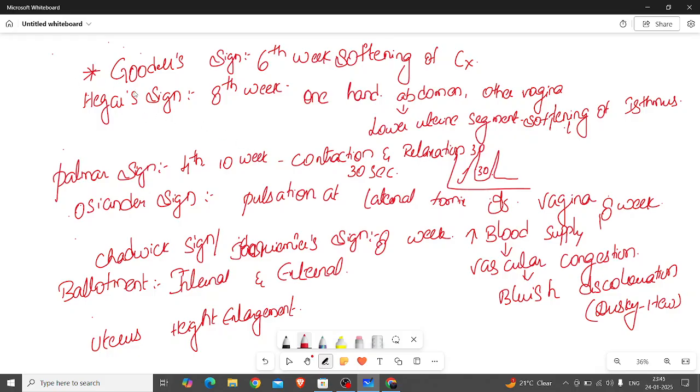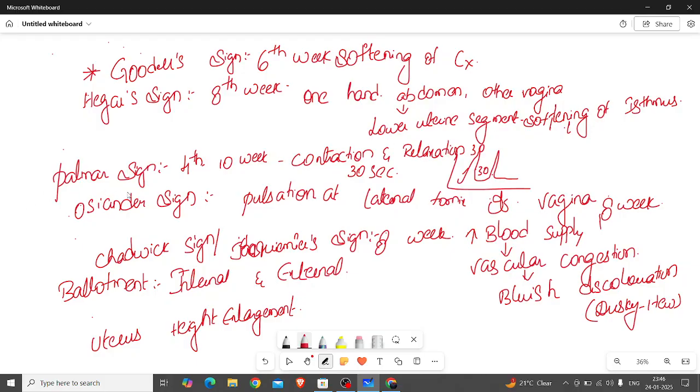So let us see this again. Goodell sign is felt at the 6th week, and there will be softening of the cervix, like how we feel the lips, as soft as that. So at the cervical area the softening will be felt. That is Goodell sign. Hegar sign means, at the 8th week during bimanual examination, one hand is kept on the abdomen and the other hand is inserted through the vagina. We need to reach the lower uterine segment during the examination, and softening of the isthmus will be felt.